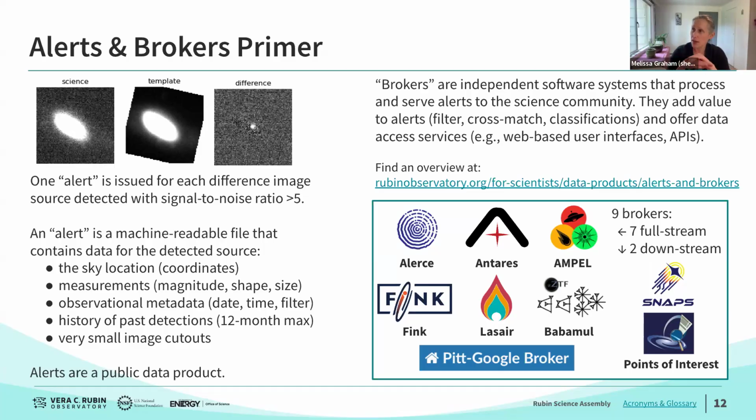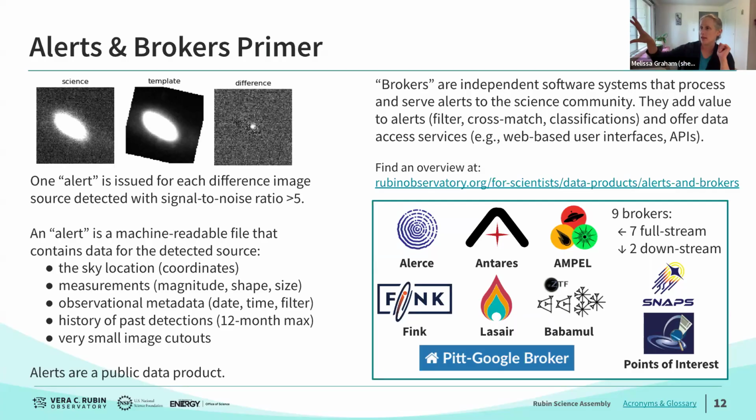The brokers, on the other hand, are independent software systems that process and serve alerts to the science community. They add value to the alerts. They offer filtering, cross-match, classification services, and also data access services, either through their web-based user interfaces or their API clients. You can find an overview of all of the brokers, with links to their individual websites, at rubinobservatory.org in our For Scientists website.